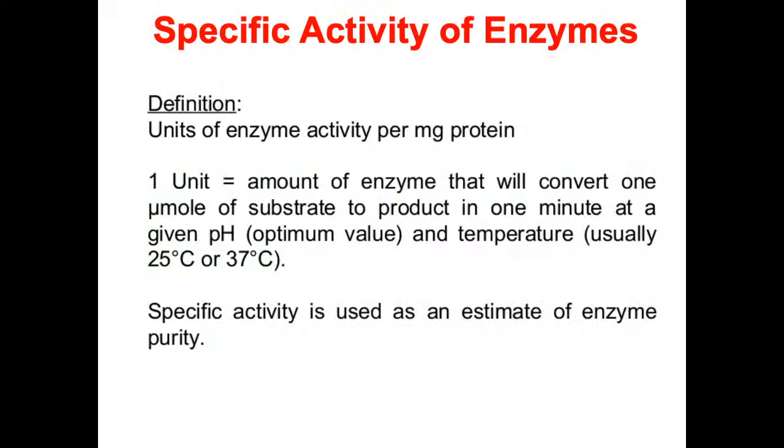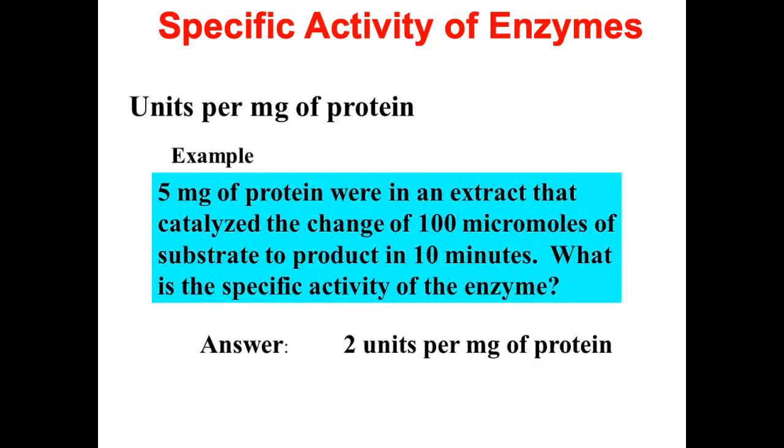The specific activity is a unit of enzyme activity per milligram of protein, and 1 unit is the amount of enzyme that will convert 1 micromolar of substrate to product in 1 minute at a given pH and temperature. We calculate it at the purity of the enzyme. For example, there are 5 milligrams of protein in an extract which catalyzes the conversion of 100 micromoles of substrate to product in 10 minutes. What is the specific activity of that enzyme? The answer would be 2 units per milligram of protein.